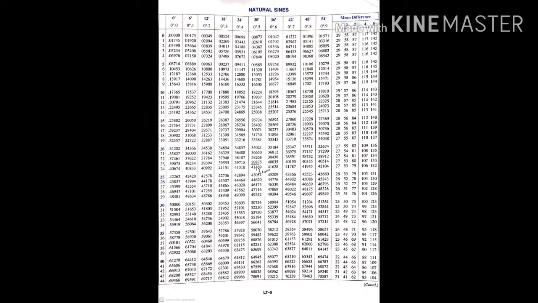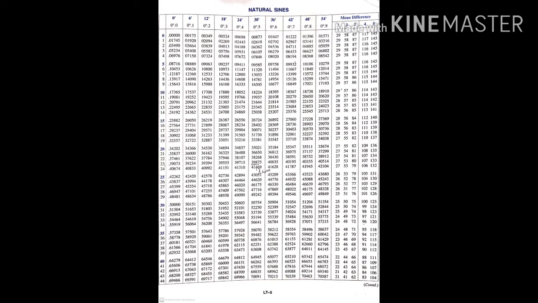Today we are going to start our new topic about how to read the trigonometrical table for our different T ratios, that is sine, cos, tan. For that, all of you have to open the last pages of your textbook, where we are given the natural sine, natural cosine and natural tangent tables. This is called the trigonometrical tables.